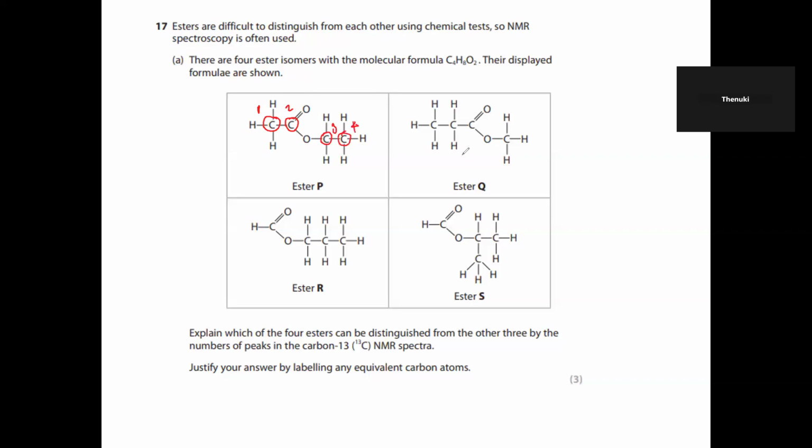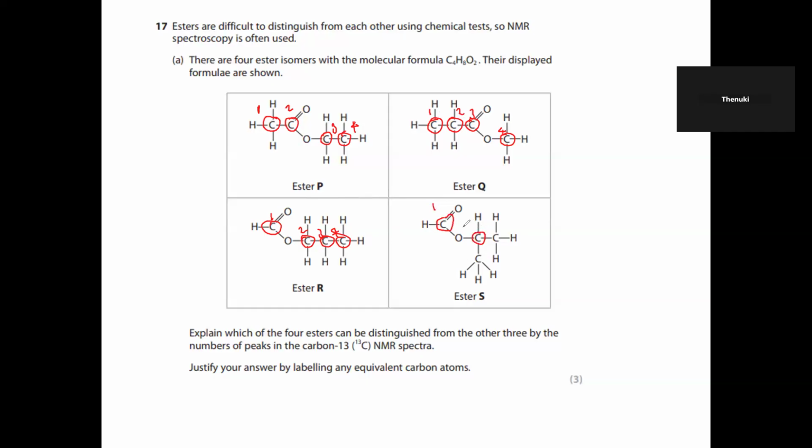So this one has four carbon environments. And if you go to this one, this also has four: 1, 2, 3, and 4. This one also has four types of carbon. This one also has 1, 2, 3, 4. And this one, 1, 2, 3, 4.